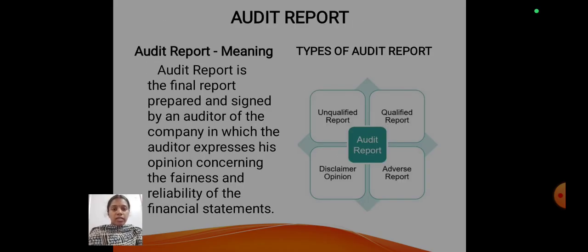Audit report. Meaning of audit report: the audit report is the final report prepared and signed by an auditor of the company, in which the auditor expresses his opinion concerning the fairness and reliability of the financial statements. Types of audit report. There are four types of audit report: unqualified report, qualified report, adverse report, and disclaimer of opinion.